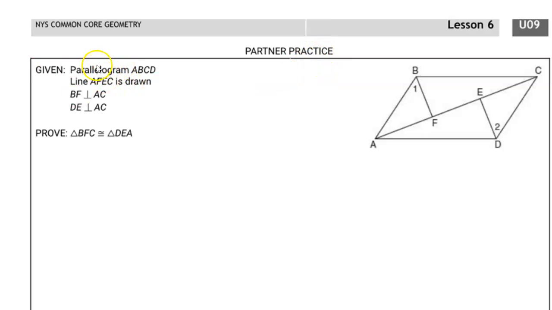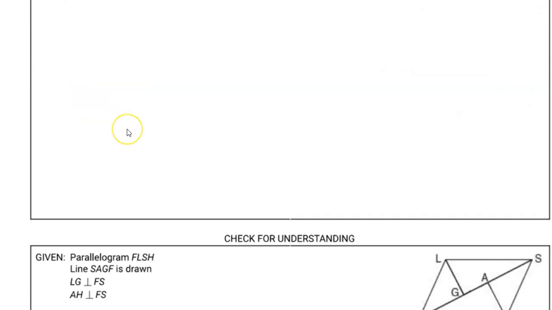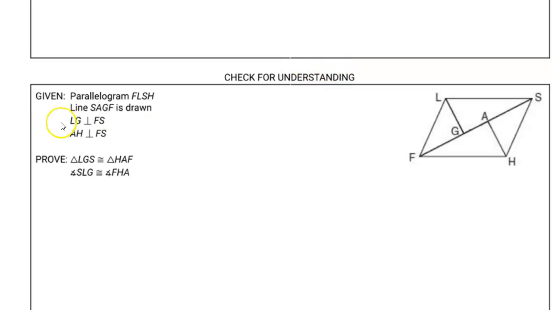So in this case, it gives you a lot of information. And it tells you that these lines, BF and AC and DE and AC, are perpendicular, which means you got right angles here somewhere. So my suggestion to you is, if you have right angles, it's going to be a right triangle. And if it's a right triangle, there's a specific type of proof that you're going to be using in order to prove that the triangles are congruent. That's my little hint for you there. And for the check for understanding, again, it gives you perpendicular sides. So you may or may not be using that same method to prove that these two triangles are congruent.